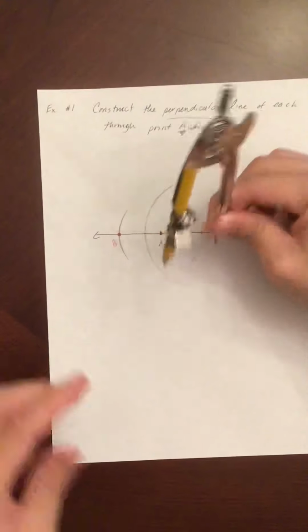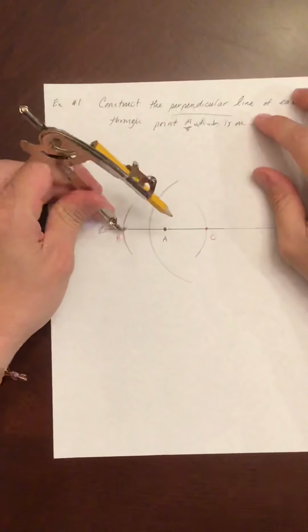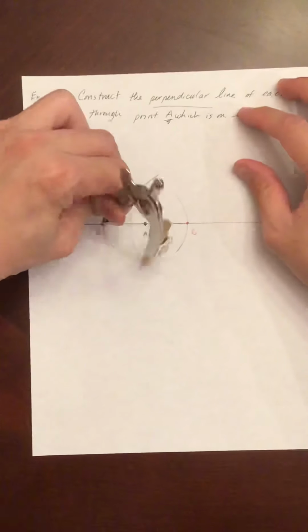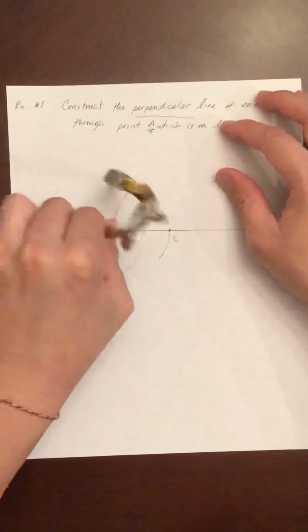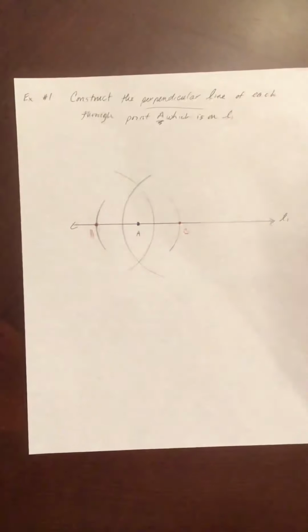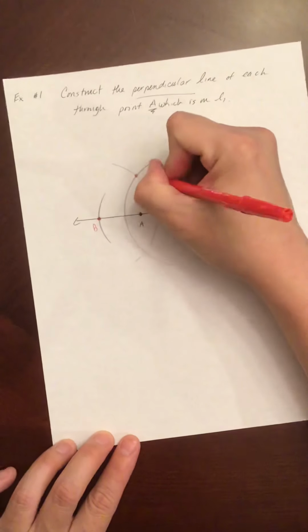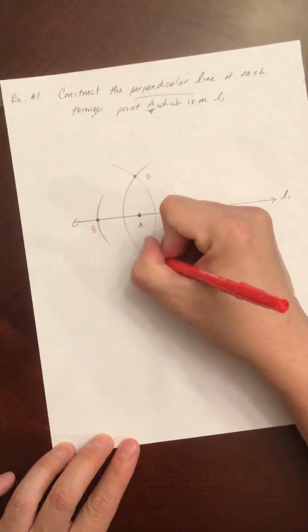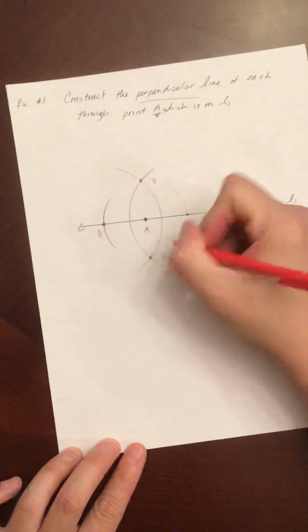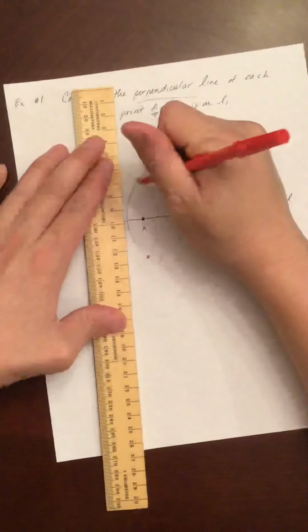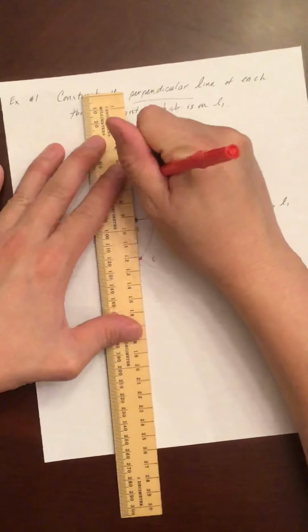Do the same thing now from the opposite end. Put the sharp point on point B and again draw a half circle. Remember, do not change the distance. Whatever you did from point C, do the same from point B. Here, I'll call this point D and this point E. All you do now is connect points D and E together, and you'll get your perpendicular line that goes through point A.